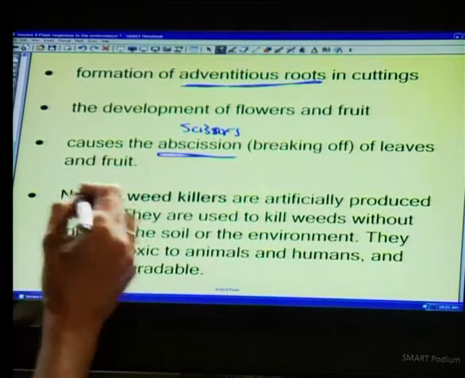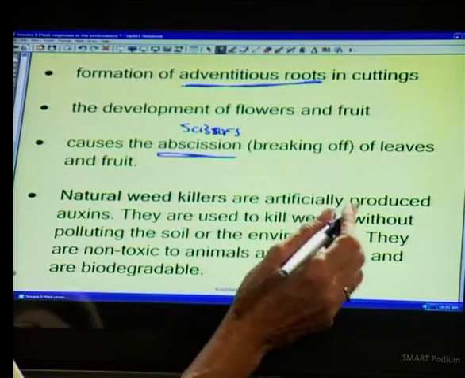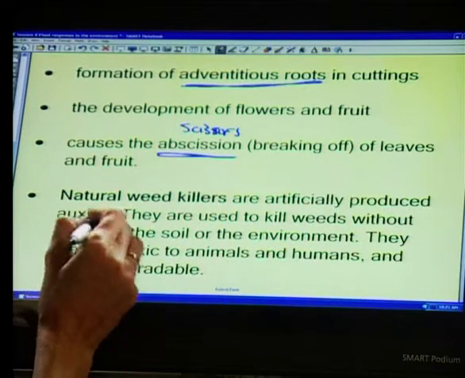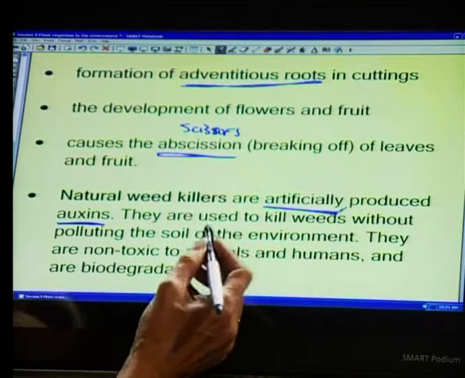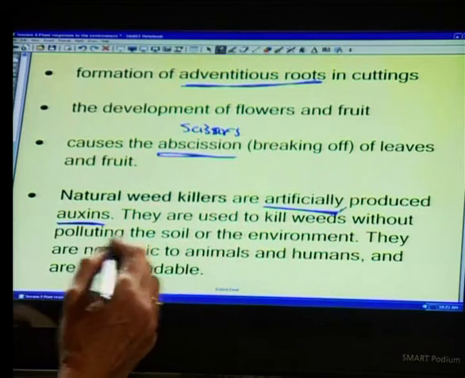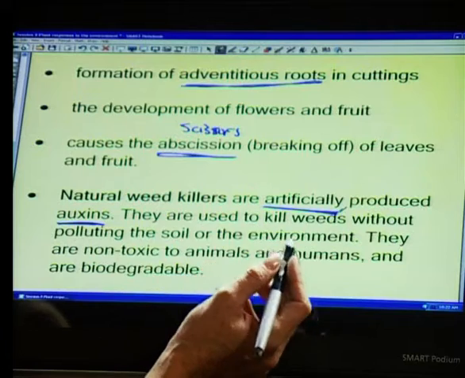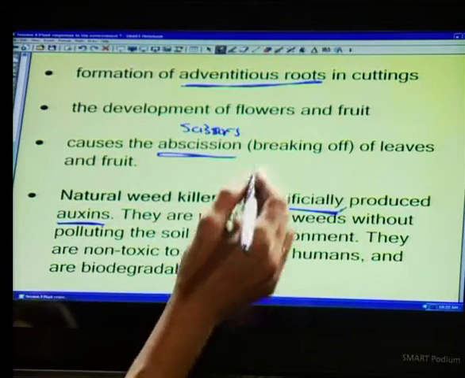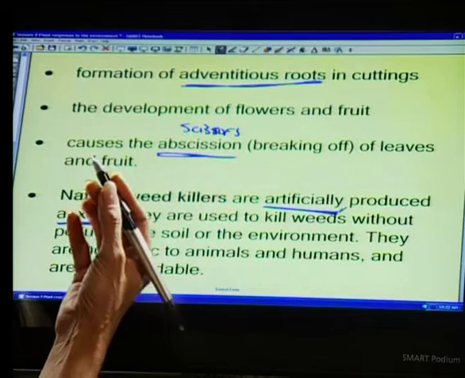Natural weed killers. Now this is something interesting. Your natural weed killers are artificially produced auxins. So they are artificial. And how do they work? They're used to kill the weeds without polluting the soil or the environment. They're non-toxic to animals and humans, and they are biodegradable. How do they work? They literally cause the plant to die.